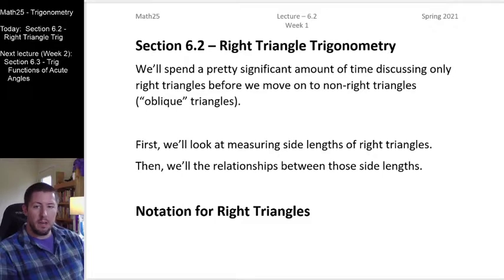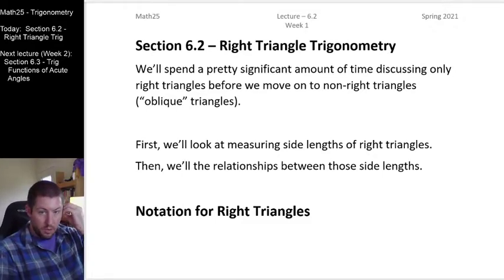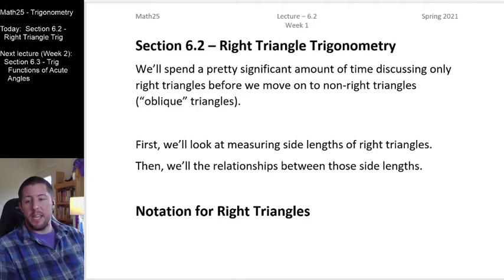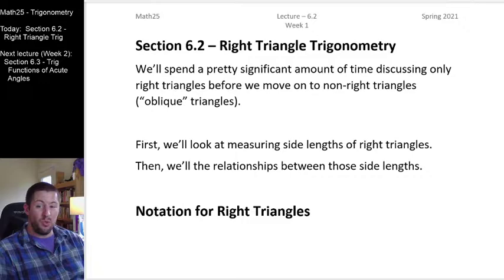We're going to spend a pretty significant amount of time this semester discussing only right triangles before we move on to non-right triangles, also known as oblique triangles. And what we're going to end up seeing once we get out to those non-right triangles is that a lot of our analysis of those types of triangles is really going to stem from us just forcing those triangles to seem like right triangles and continuing on with our analysis that we've learned in this chapter here. So we're going to spend a lot of time with right triangles. We're going to introduce a lot of that stuff today here.